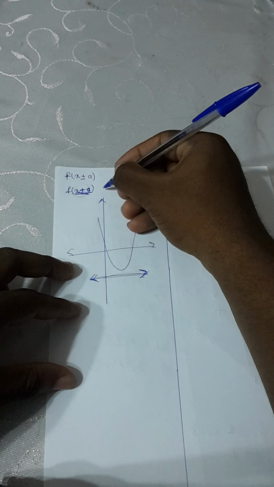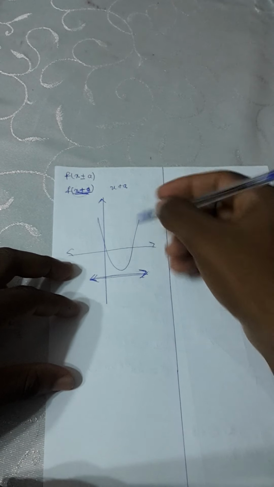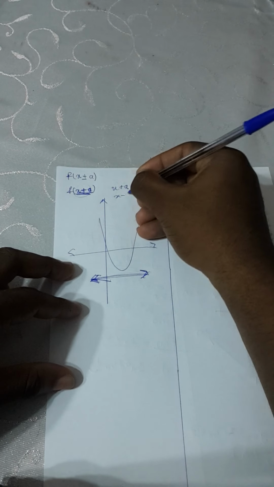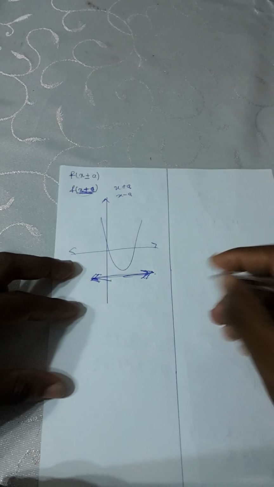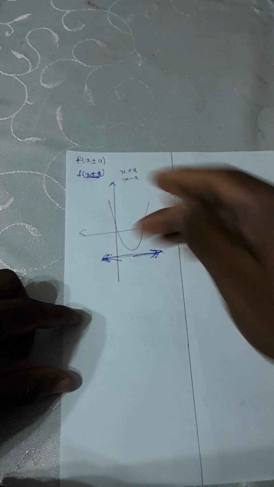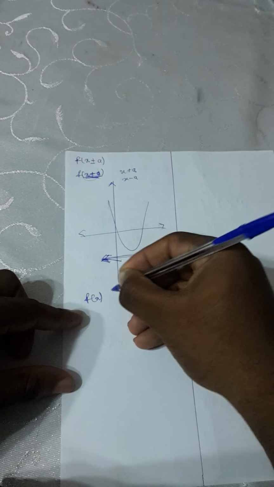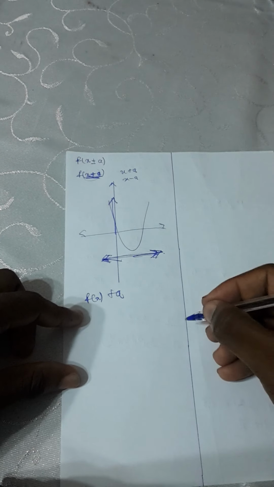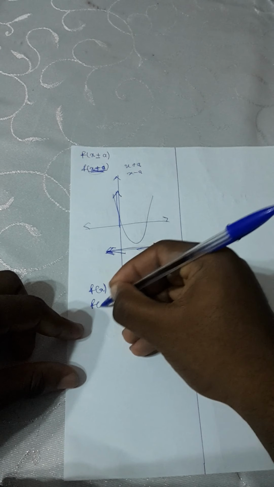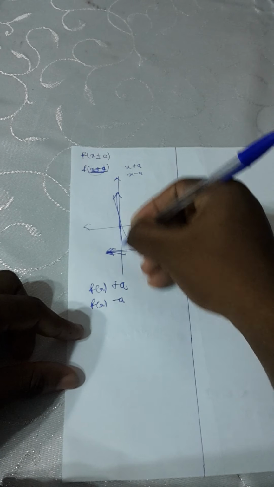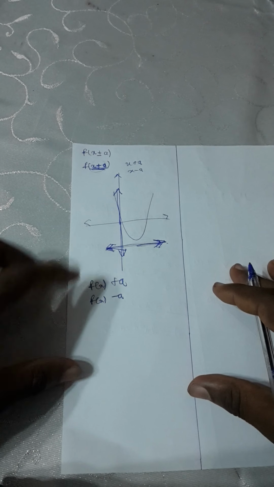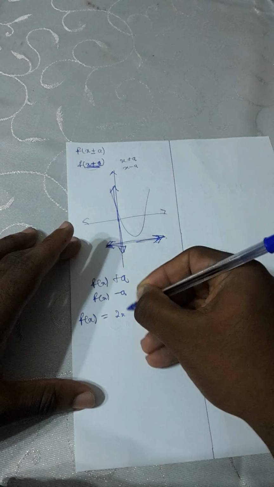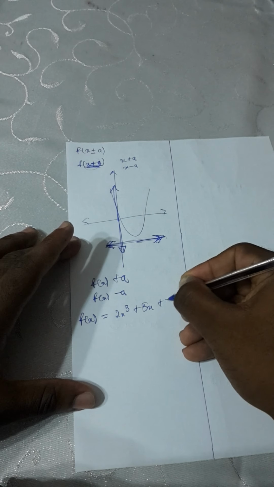Now, when it is x plus a, the shift is toward the left. And if it is x minus a, the shift is toward the right. Again, if I have f of x plus a instead, the shift will be upward. But if I have f of x minus a, the shift will be downward. A good example here: we had f of x equals 2x cubed plus 5x plus 3.